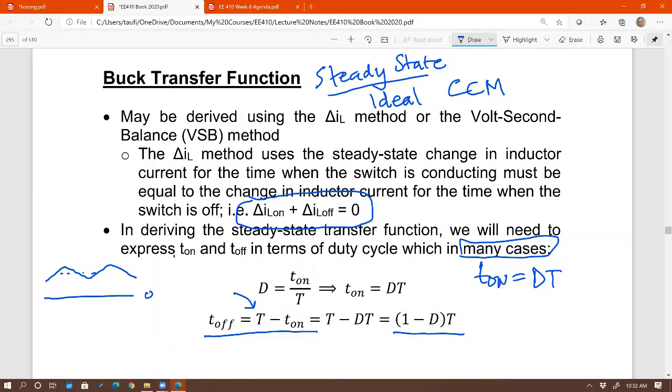So what I want you to do is to memorize these two, right? Memorize that T on is equal to dT, T off is equal to 1 minus D times T. Can you do that for me? Because that's going to be convenient for you to memorize when we're deriving a transfer function as well as other things when we analyze converters. Okay, so T on is dT, T off is 1 minus D times T. Okay, moving on.